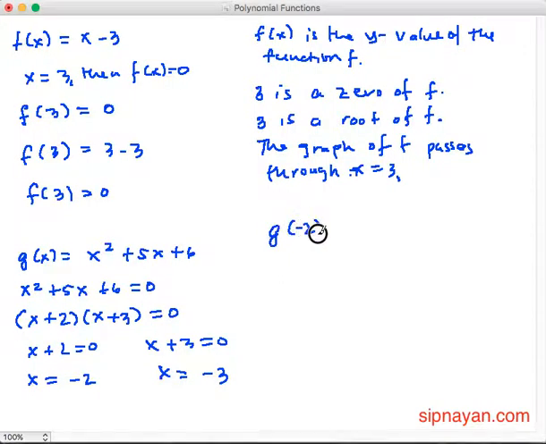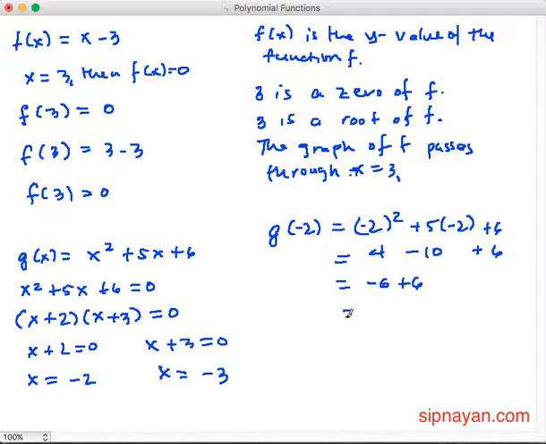G of negative 2 is equal to, pag naglagay ka ng negative 2 dito, lahat ng x dito dapat palitan mo ng negative 2. So, negative 2 squared plus 5 times negative 2 plus 6. That's 4 minus 10 plus 6. 4 minus 10 is negative 6 plus 6. That's 0. So, g of negative 2 is 0. So, tama, negative 2 makes the function equal 0.